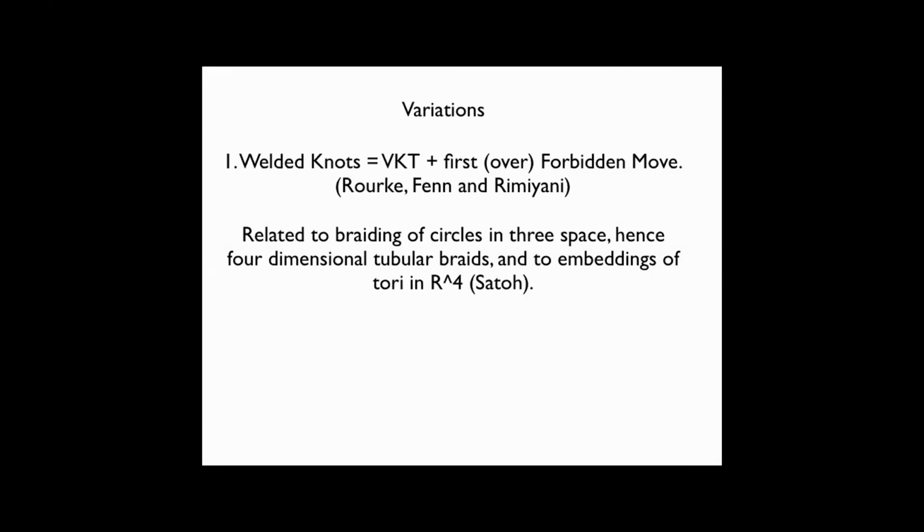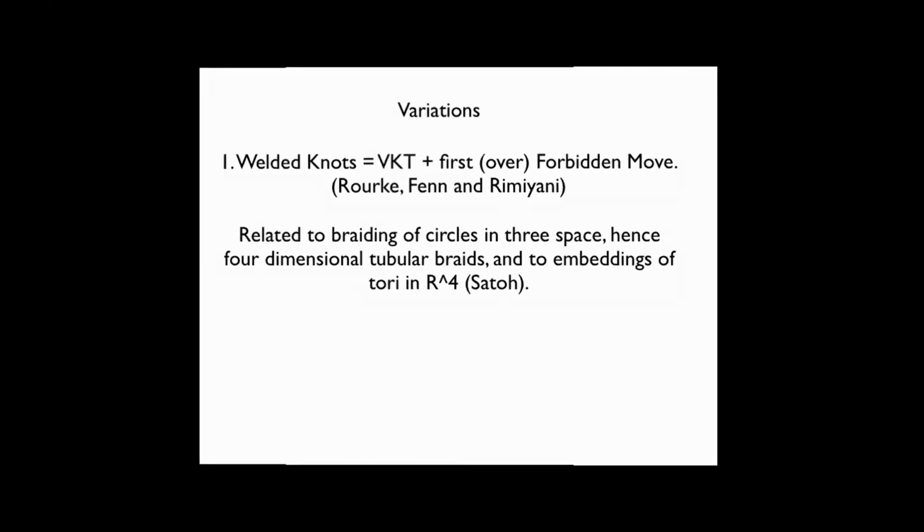Now, there are variations on virtual knot theory, and I wanted to mention that. One of the variations is welded knots, which, as I said, is where you take the first forbidden move plus the other. This welded knot plus virtual knot theory turns out to be related to the braiding of circles in 3-space, and to 4-dimensional tubular braids, and to embeddings of tori in R4. In the interest of time, I won't talk about that right now, but if we had a little time in the next talk, I might come back and show you a thing or two about that. It's a very interesting theory.